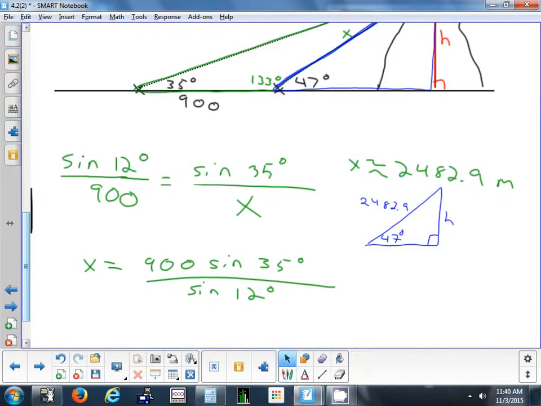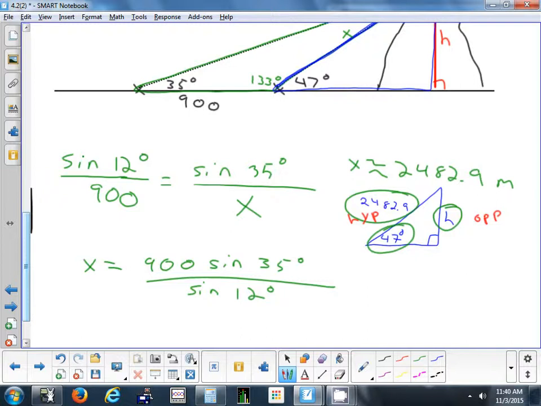All right, so I've got an angle, a side, and a side. I just have to figure out what the names of these two sides are. All right. H is across from the 47. Is that opposite, adjacent, or hypotenuse? Opposite. 2,482 is across from the 90. That's hypotenuse. Which trig function has opposite and hypotenuse in it? Sine. Okay, so the sine of your angle equals opposite over hypotenuse.